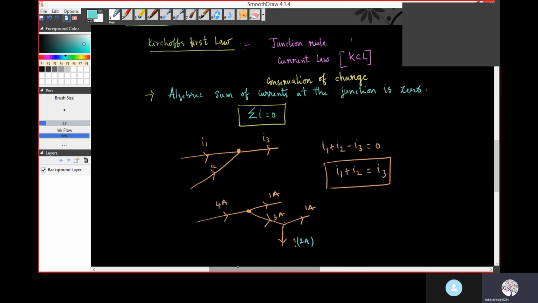Then here how much we will have? 1 ampere going out, so this is 2 amperes. We use the junction law at every junction. Current coming in is 3 amperes, so current going out should be 3 amperes. Already 1 is there, so here it should be 2 amperes.